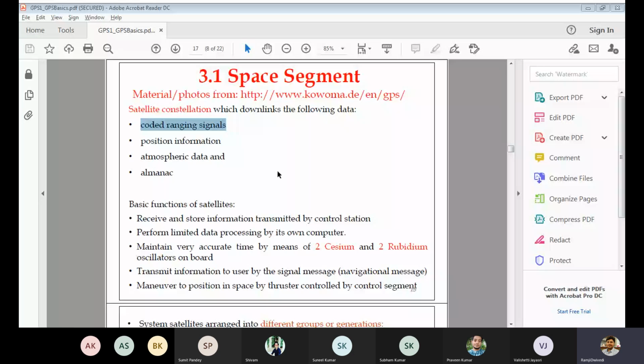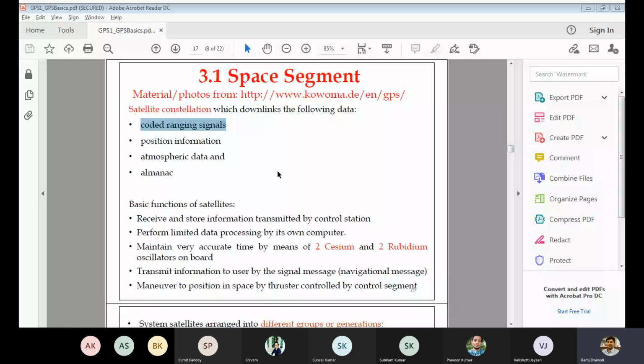It receives and stores information transmitted by the control station, which is the eyes and ears of the GPS. You have GPS, and the eyes and ears of GPS are maintained by the so-called control station. It also performs limited data processing by its own computer. So it doesn't have to depend every time on the control segment. It still does certain kinds of processing.